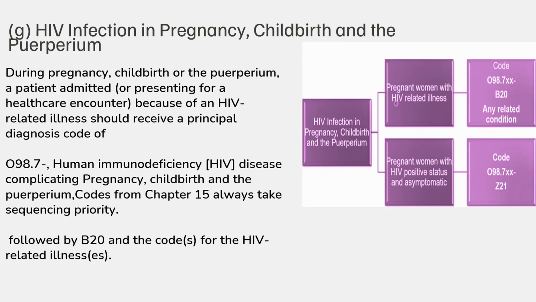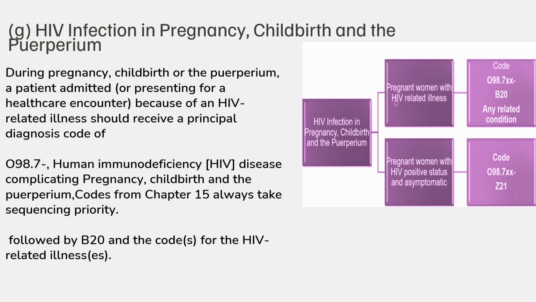The next important guideline is HIV infection in pregnancy, childbirth and the puerperium. During pregnancy, childbirth or the puerperium, a patient admitted because of an HIV related illness should receive the principal diagnosis code of O98.7, that is, HIV disease complicating pregnancy, childbirth and the puerperium. Codes from chapter 15 always take sequencing priority, and O98.7 is a code from chapter 15, and then we can write B20 for this patient.